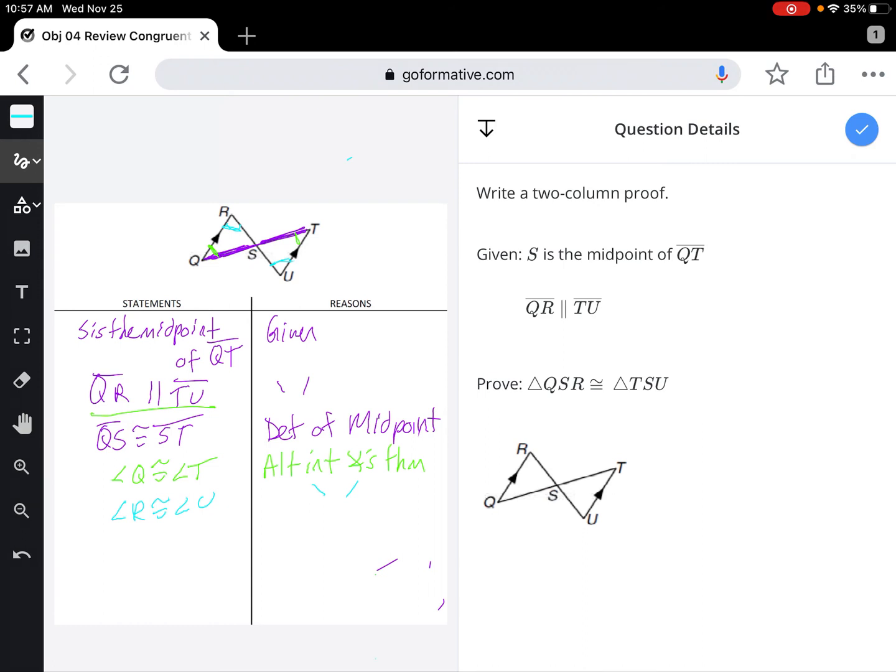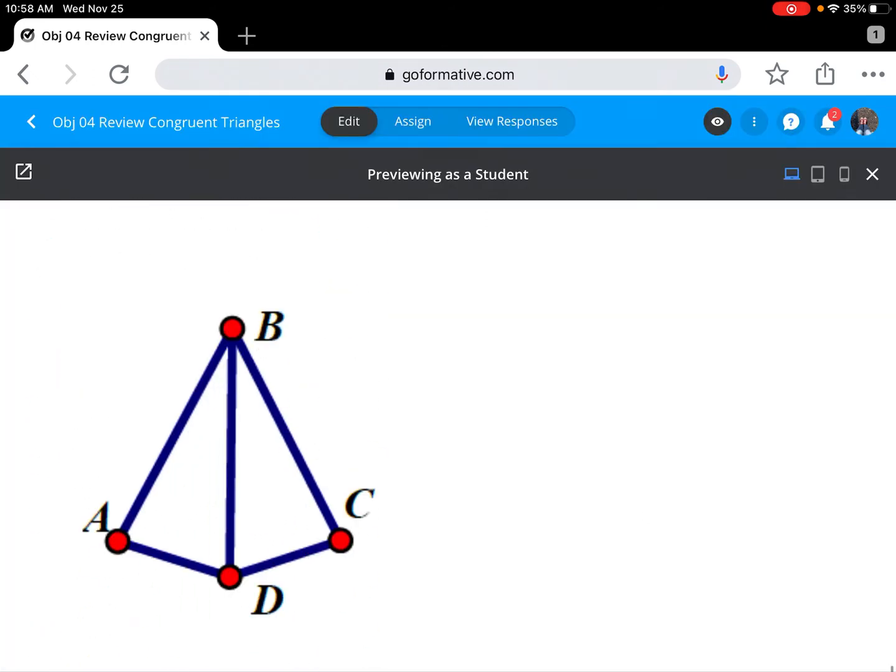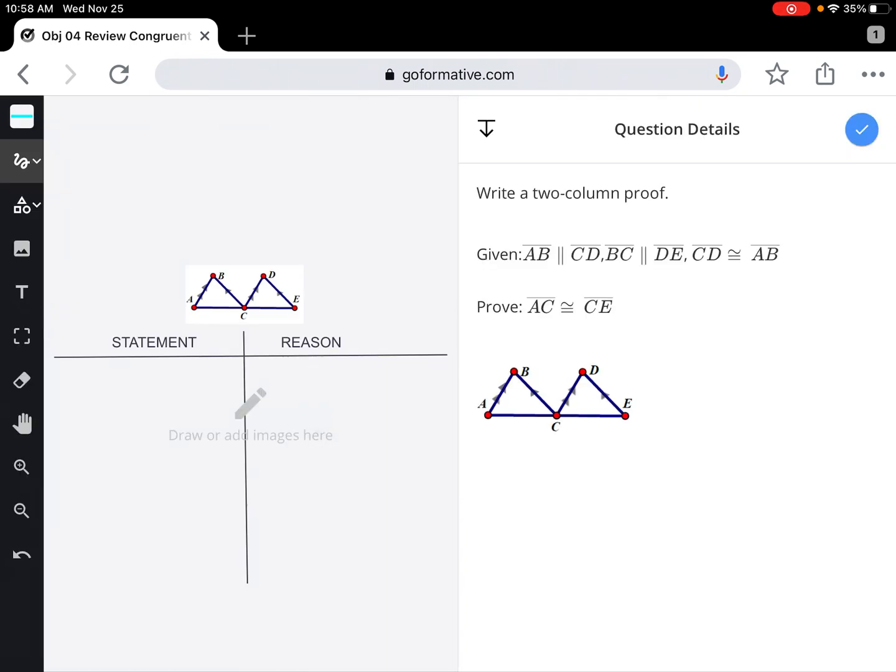So your reasoning might be a little bit different. Maybe you put vertical angles here instead of this. I just use alternate interior angles twice. And so I can say that triangle QSR must be congruent to triangle TSU because of the angle-side congruence theorem. But if you use vertical angles in that one step, yours would actually be angle, side, angle, so it might be a little bit different. All right, so that's the first one. So we have two more.